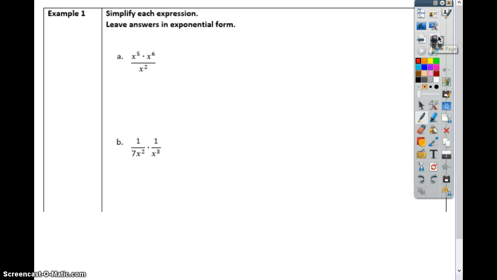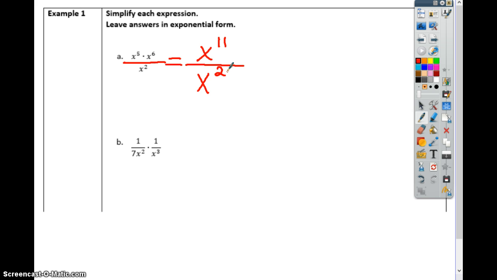Next page. Now, it gets a little fun. Now we get to use what we learned on Friday as well. We're going to multiply first, because we have to simplify the top. What do we get on the top when we simplify? X to the 11th, because 5 plus 6 is 11, over, the bottom stays what? X to the 2nd power.